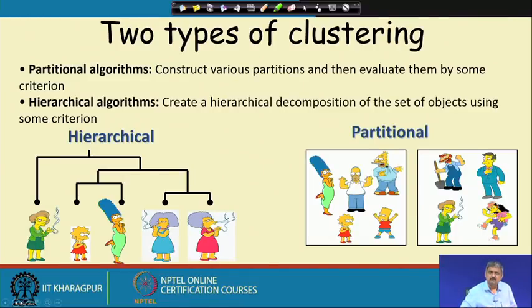Now, using these properties, you have to group them, you have to cluster them. There are again two types of clustering. One is called hierarchical, step by step, and one is called partitional. So, what is partitional?